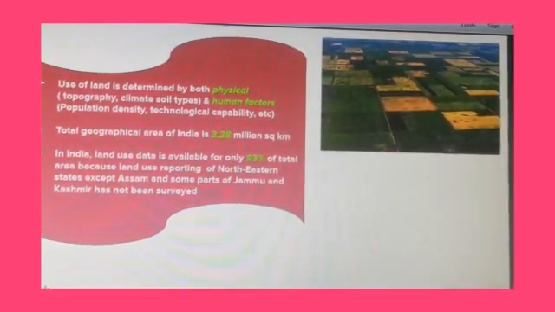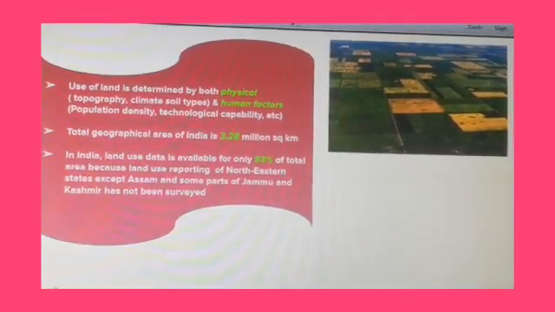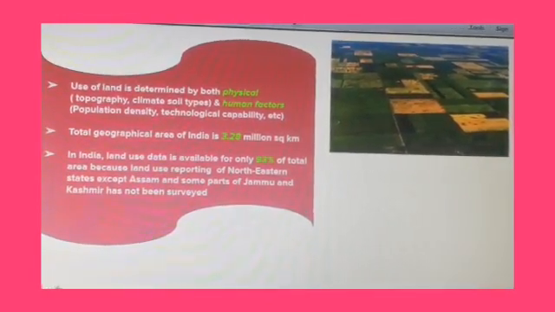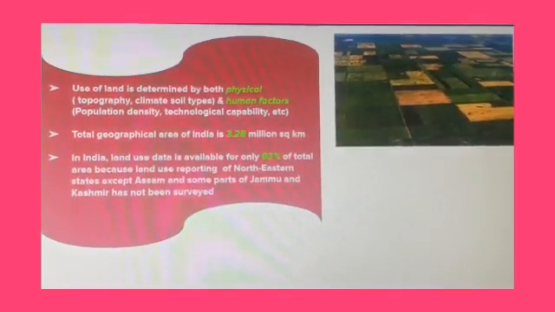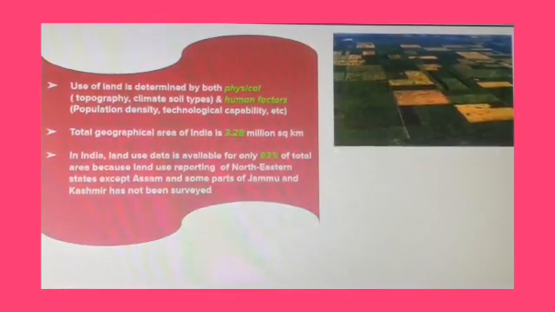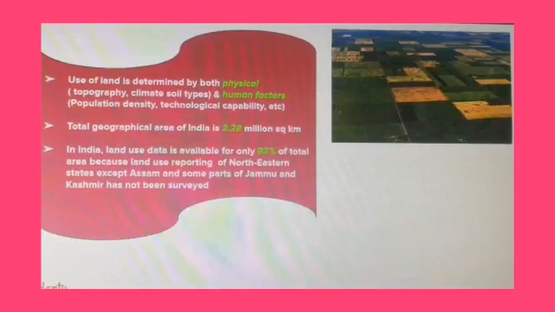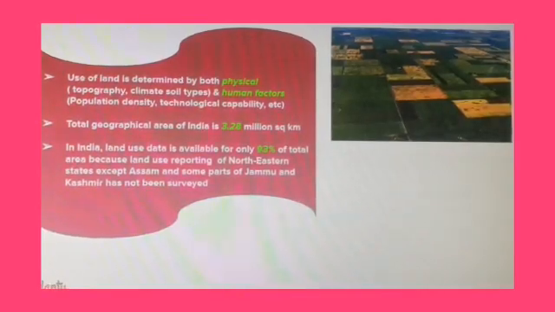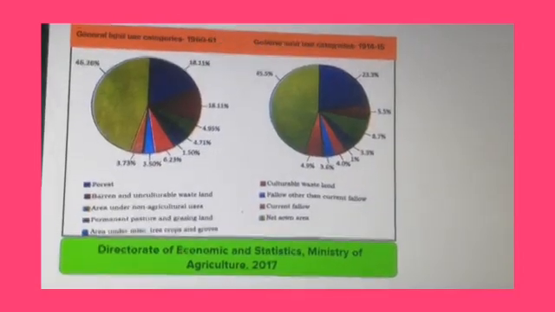The total geographical area of India is 3.28 million square kilometers. In India, land use data is available only for 93% of the total area because land use reporting of the northeastern states except Assam and some parts of Jammu and Kashmir has not been surveyed. So that is why we are getting 93% here.